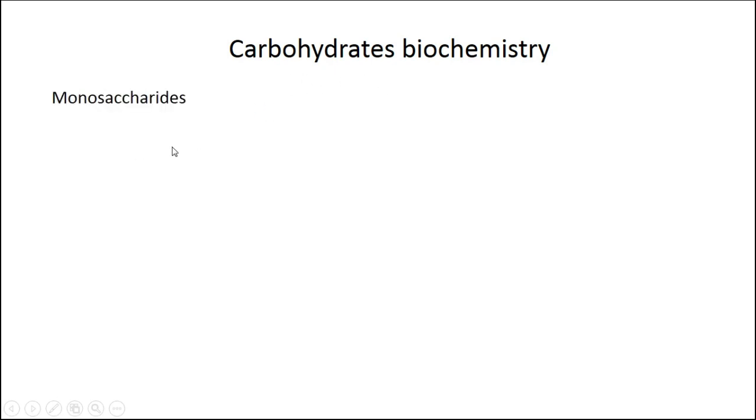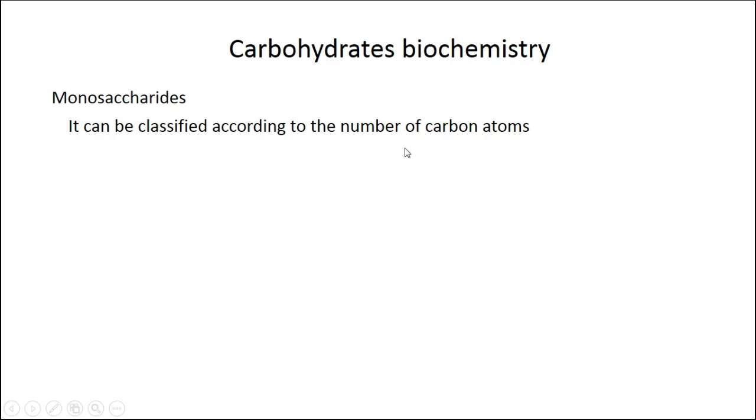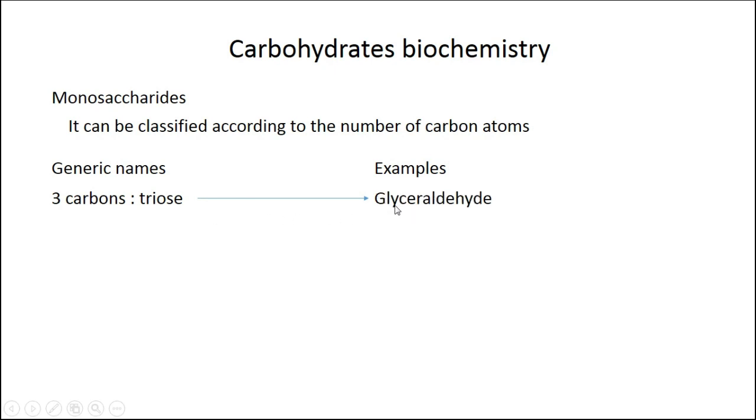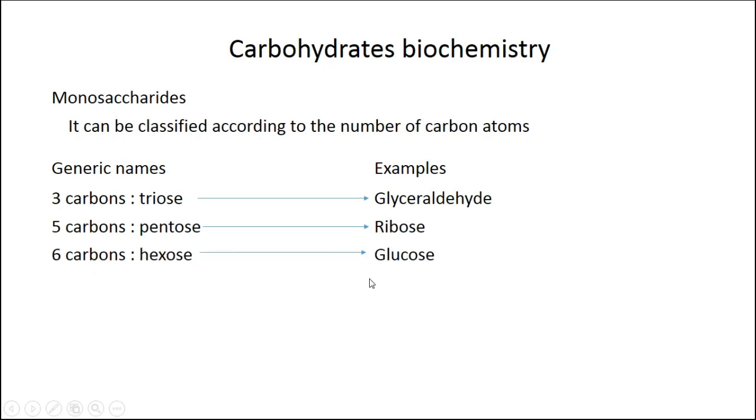The monosaccharides are classified according to the number of carbon atoms forming them. For example, if you have a 3-carbon monosaccharide, the generic name for that would be triose, and an example for that would be glyceraldehyde. If you have a 5-carbon monosaccharide, the generic name would be pentose, and an example would be ribose. A 6-carbon monosaccharide is a hexose, and an example of a hexose is glucose.